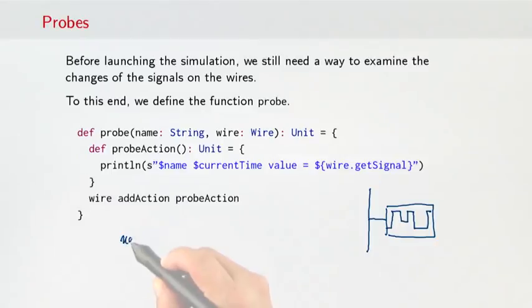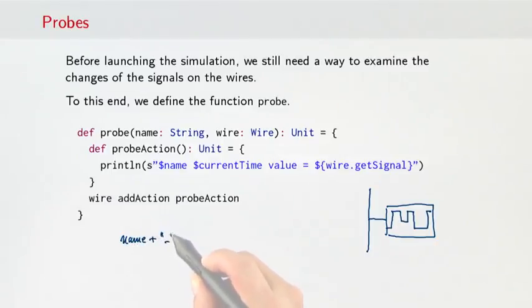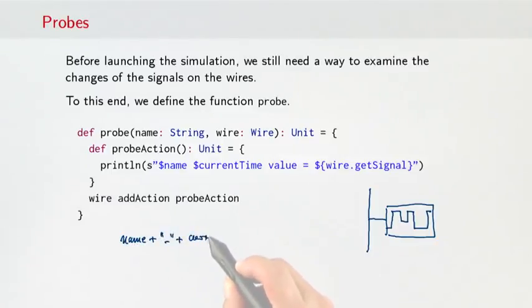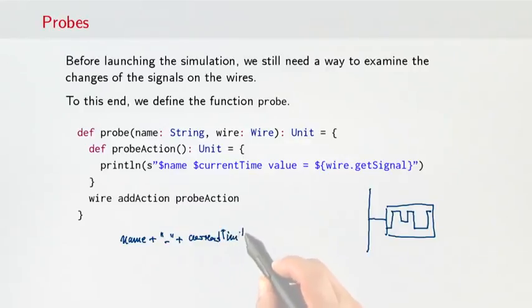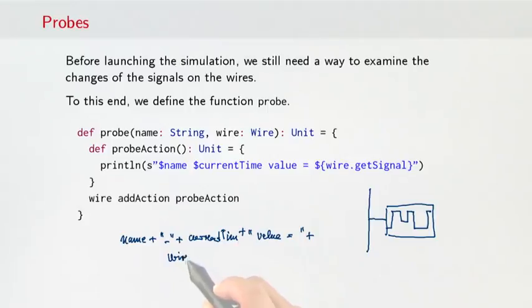It would look something like this: name plus a space plus current time plus value equals plus wire dot get signal. The two would print to the same string, but of course the first one is far easier to understand what actually gets embedded where in a string than the second version that relies on string concatenation.